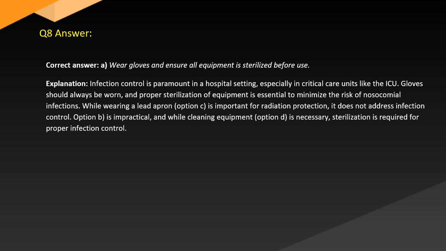Answer. Correct answer, A. Wear gloves and ensure all equipment is sterilized before use. Explanation. Infection control is paramount in a hospital setting, especially in critical care units like the ICU. Gloves should always be worn, and proper sterilization of equipment is essential to minimize the risk of nosocomial infections. While wearing a lead apron, option C, is important for radiation protection, it does not address infection control. Option B is impractical, and while cleaning equipment, option D, is necessary, sterilization is required for proper infection control.